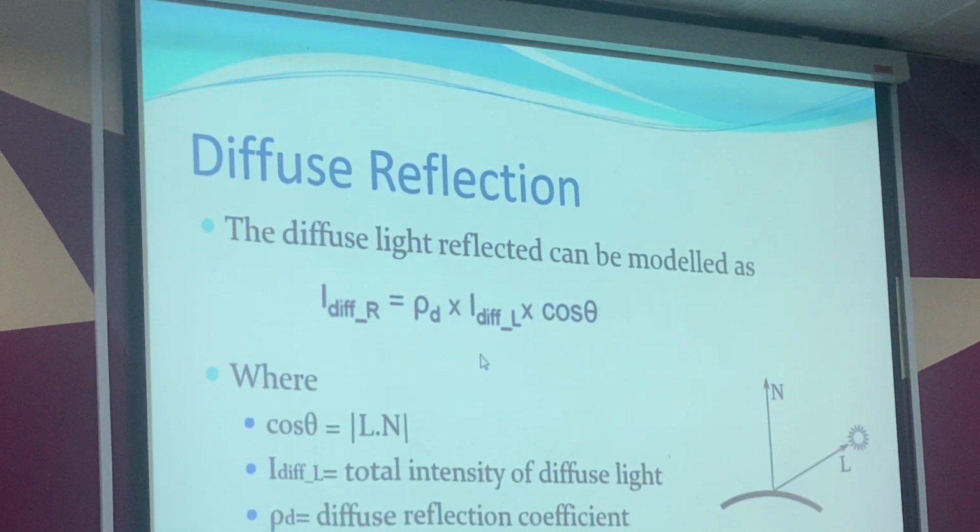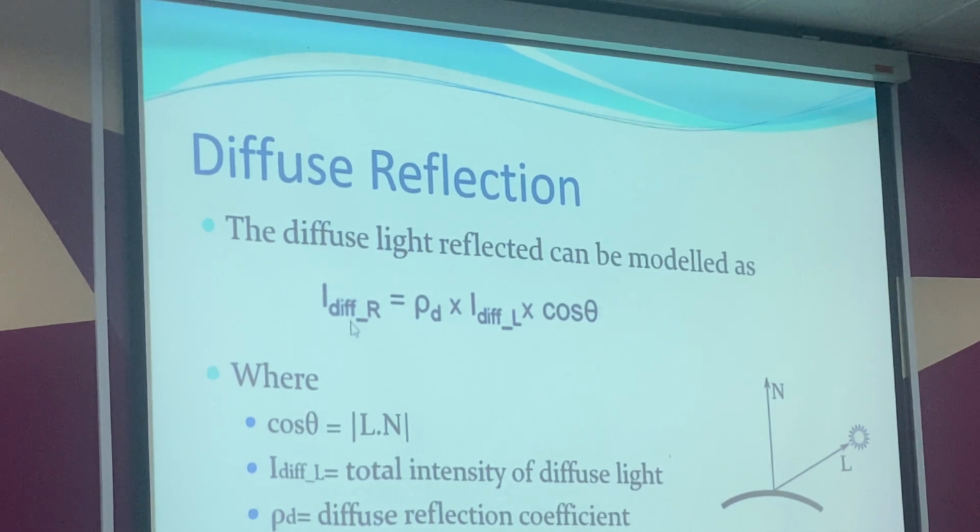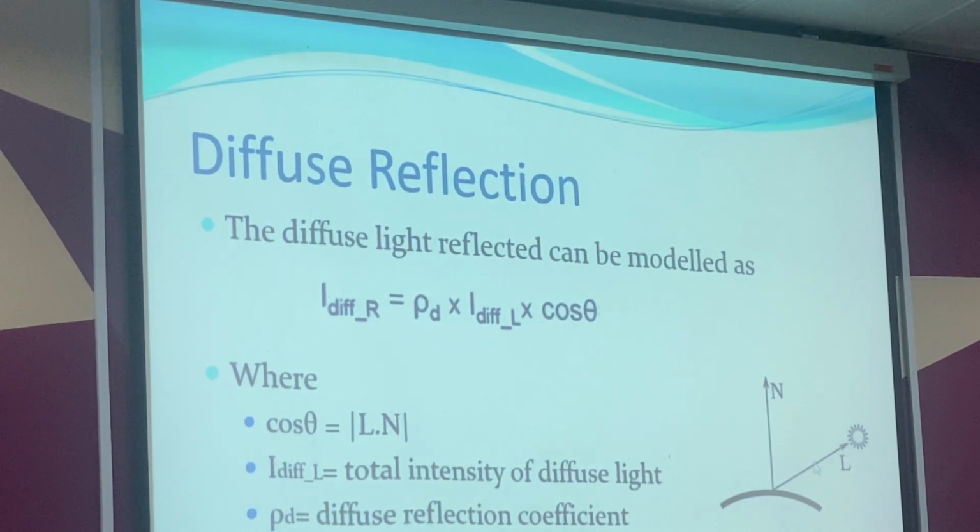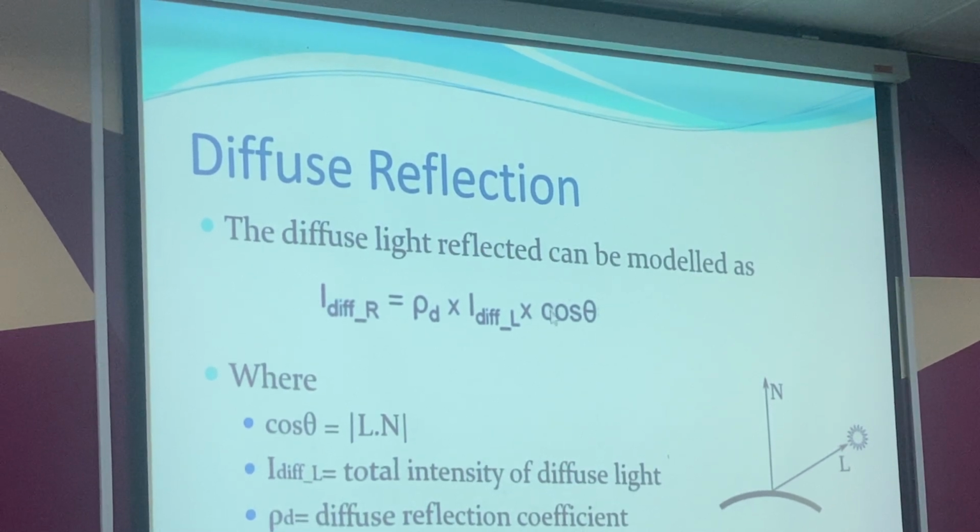So for diffuse light reflection, this first part is similar to the ambient light. The intensity of the reflection of the diffuse light is the reflection coefficient times the intensity of the diffuse light. But for diffuse light, you have this cosine of theta. Theta is the angle between your light source and your normal, here. So you have to times one more, which is the cos theta.